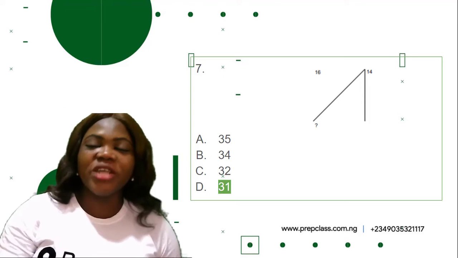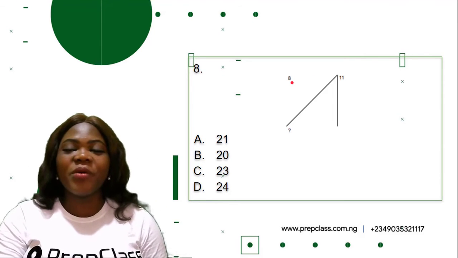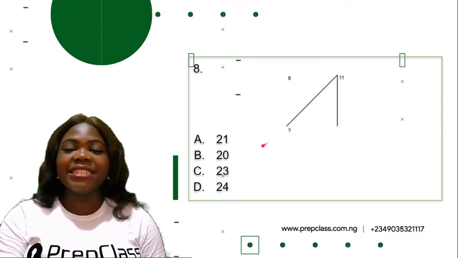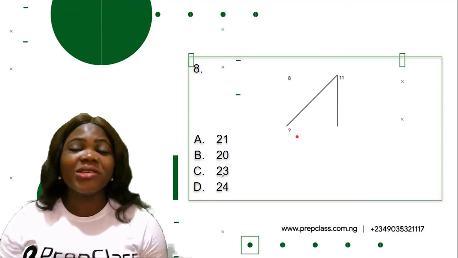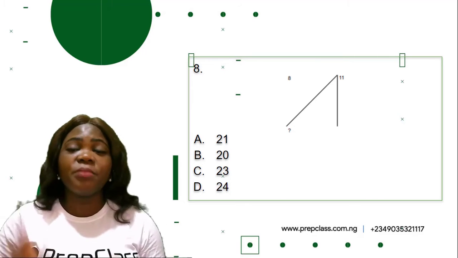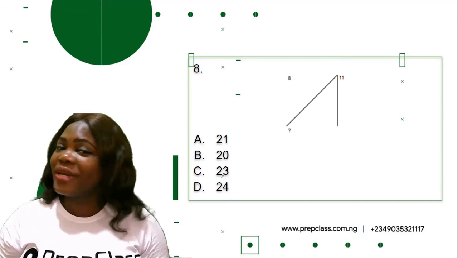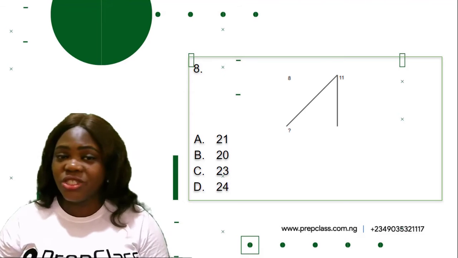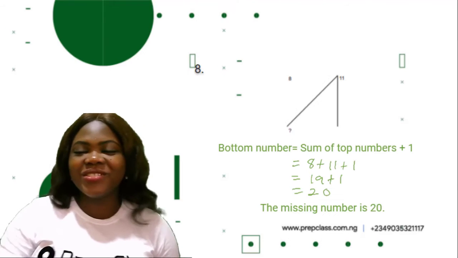Check. Question 8. The two top numbers are 8 and 11. And then the bottom number is missing. So how do we do this? It's very easy. So I want you to do this yourself. So pause this video, try it on your own, and check back to see if you got it right or not.